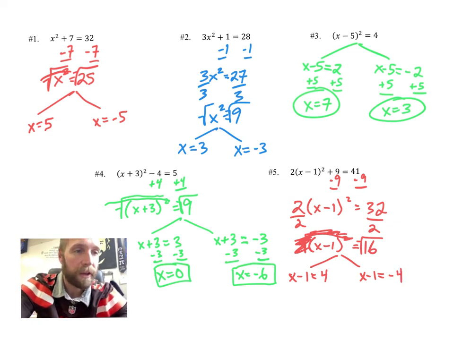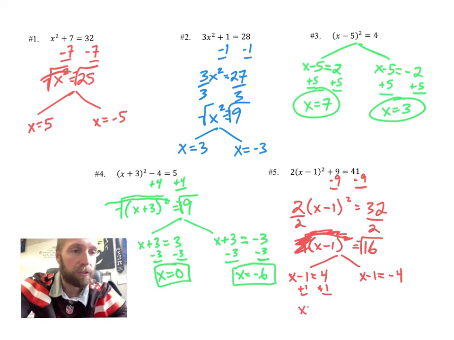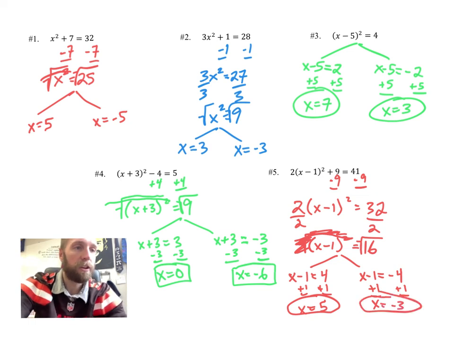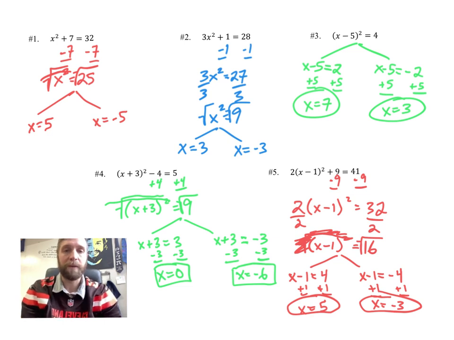Cool, we finish up by adding 1 to both sides. Sorry, I'm a little sloppy here. 4 plus 1 is 5. And then I add 1 to both sides. And I get x equals negative 3. Cool, there's my 2 answers. You can plug them in and double check them.